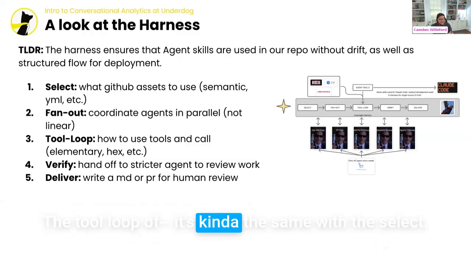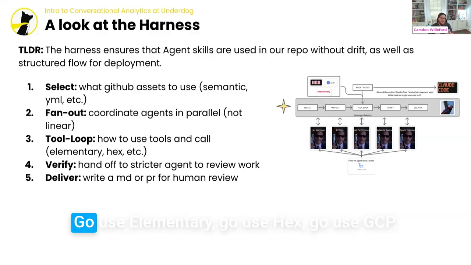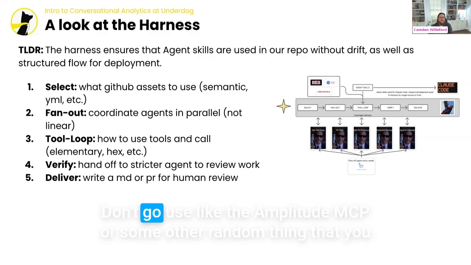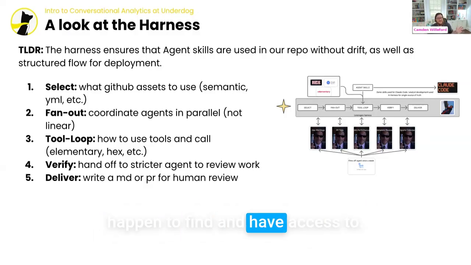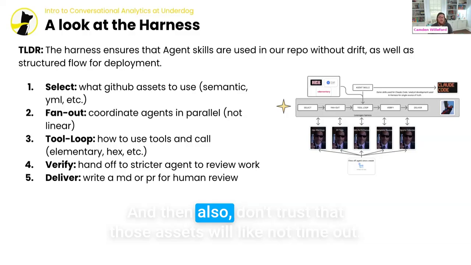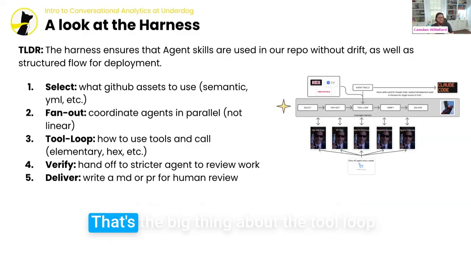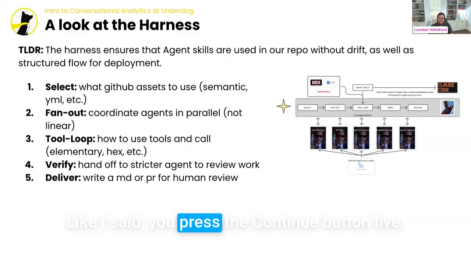The tool loop is kind of the same with the select. Here are the tools you can use. Go use Elementary, go use Hex, go use GCP. Don't go use like the Amplitude MCP or some other random thing that you happen to find and have access to. And then also don't trust that those assets will not time out. That's the big thing about the tool loop. Like I said, you press the continue button live. It's like ping Elementary, check its results, pull it in. Ping Hex, check its results, pull it in.